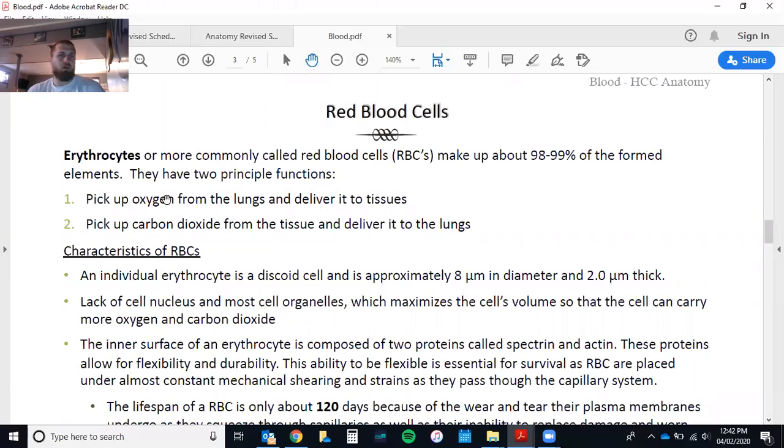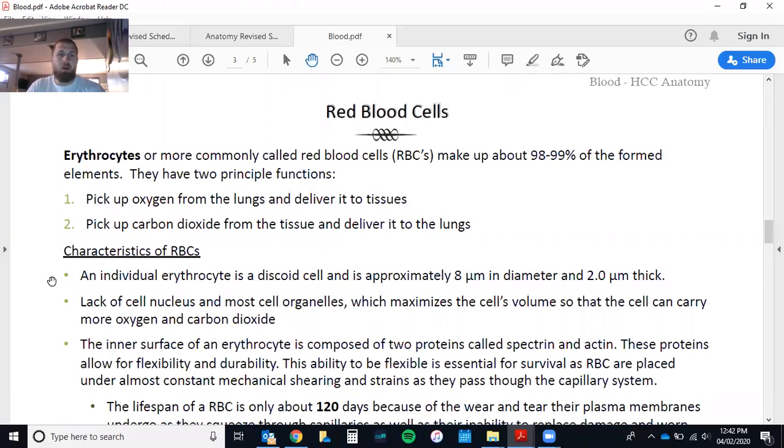All right, let's talk more about those red blood cells. As I mentioned, the anatomical term for those is erythrocytes. Most people call them red blood cells, or RBCs for short. About 98 to 99% of the formed elements in our blood. And they have 2 principal functions: pick up oxygen from our lungs, transport it and deliver it to our tissues. And then the opposite of that is what we do with carbon dioxide: pick it up at those tissues, deliver it to our lungs so that we can exhale it out.